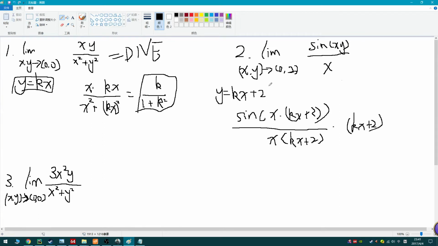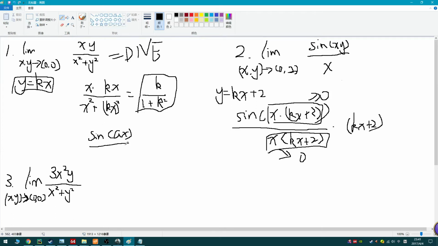Okay, why did I get this? Because x approaching 0 means the whole thing approaches 0. And since it's homogeneous, because it's x times kx, which is x squared, and this is x times kx, which is x squared, which means they are approaching 0 at the same speed. So we have a very important limit, which is sine of ax divided by x when x approaches 0, that gives you a.